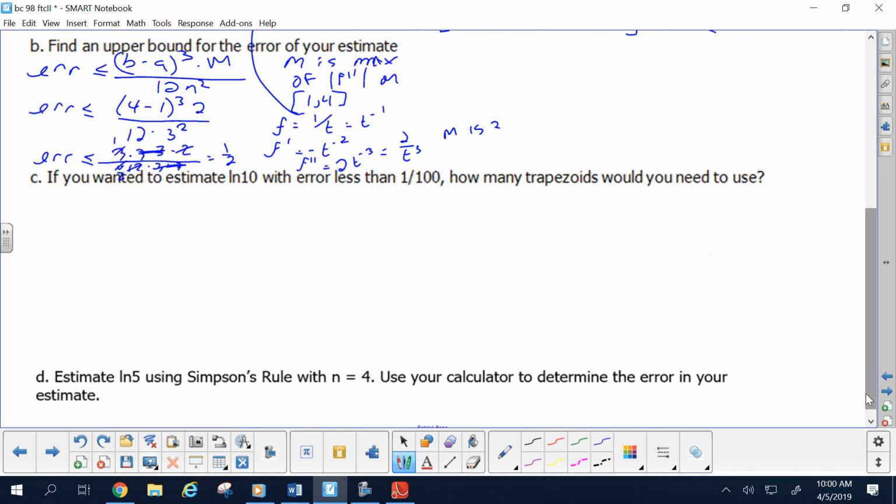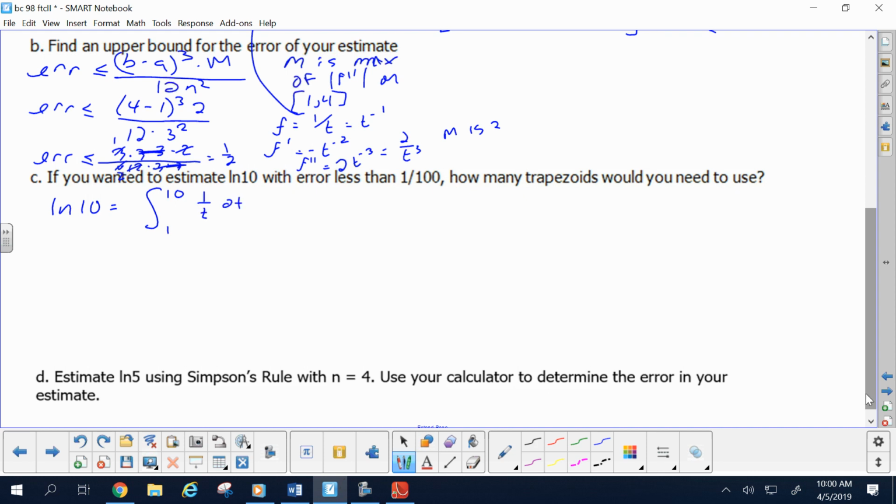All right, then last but not least, common question. If you wanted to estimate the log of 10 with error less than 1/100, how many trapezoids would you need to use? So the log of 10 represents the area under the curve from 1 to 10, and what curve are you finding the area under? 1 over t dt, all right?